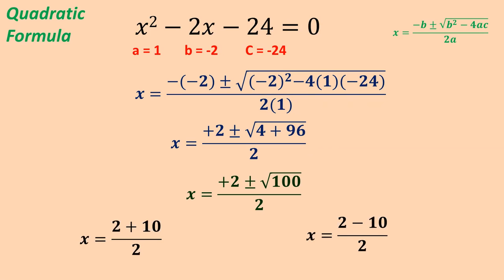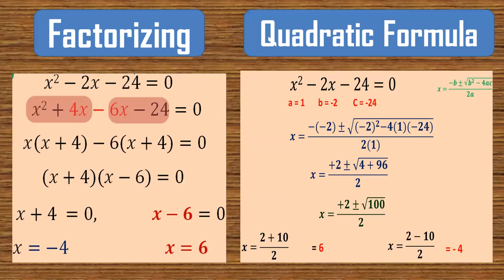So here, one time we write 2 plus 10 divided by 2, and 2 minus 10 divided by 2. So the answer is x value equal to 6 and x value equal to minus 4. 2 minus 10 is minus 8, minus 8 divided by 2, so that answer is minus 4. So the answers we got from the factorizing method and the formula method, you can compare both answers, they are supposed to be the same.